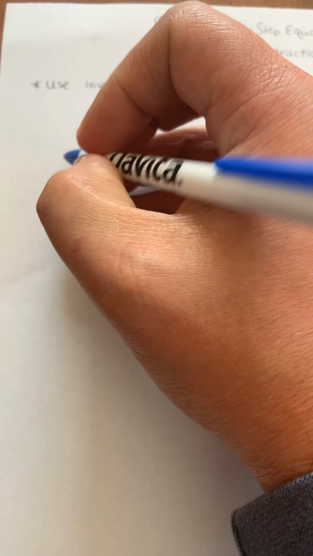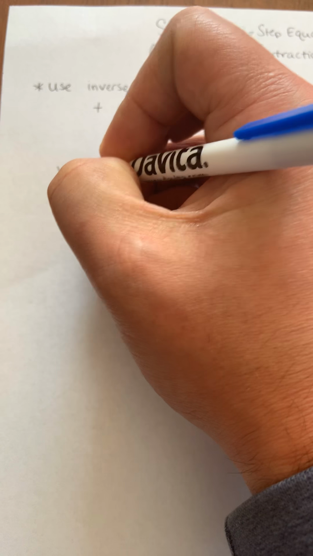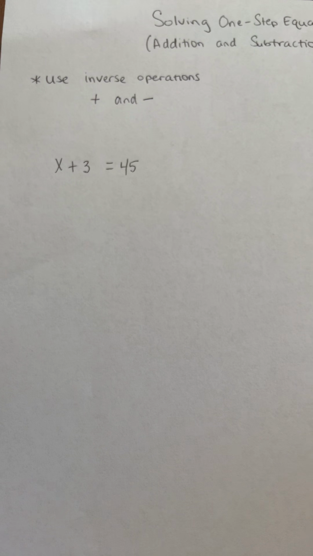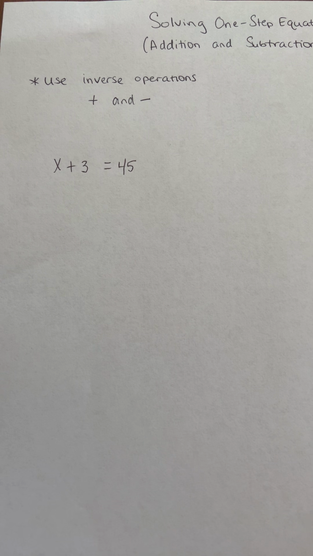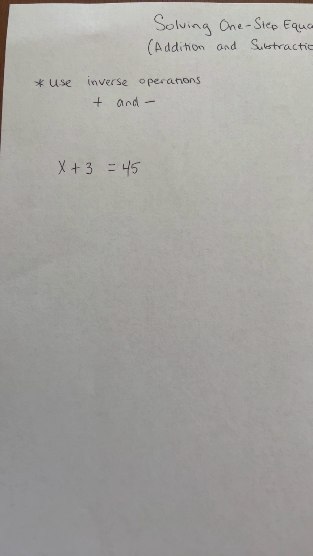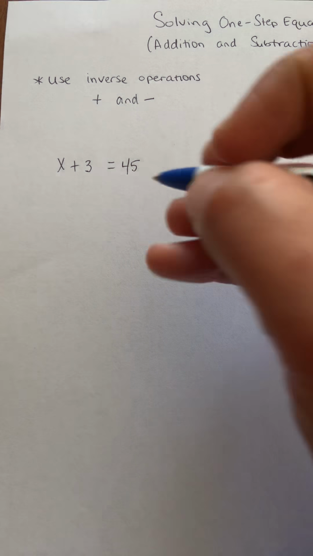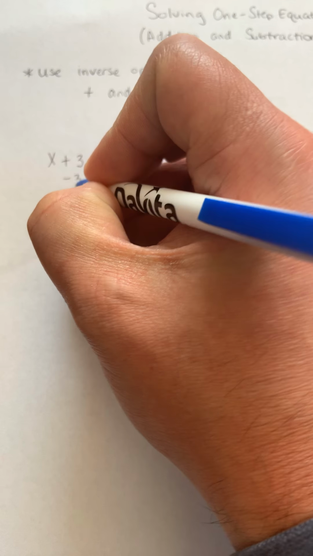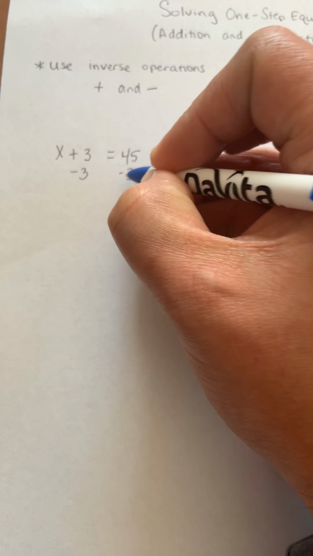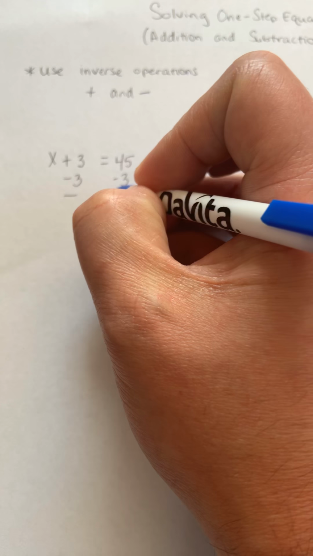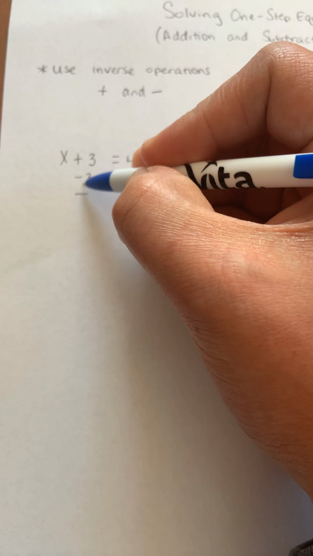So the first problem I want to try is x plus 3 equals 45. This is an addition problem, so the way we're going to solve an addition problem is by using the inverse operation of addition, which is subtraction. So let's go ahead and, instead of adding 3, we're going to subtract 3 to undo that. We have to do the same thing on both sides of the equal sign. The reason we subtract 3 is because 3 minus 3 is 0.